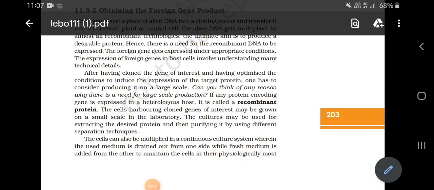Today we will continue with the chapter Biotechnology Principles and Processes, and this is the last part of the chapter. In this chapter we have already covered the restriction enzymes, the various features of restriction enzymes, the naming of restriction enzymes, various steps of recombination, what is genetic engineering, the cloning vectors, the features of cloning vectors, the different examples of cloning vectors.